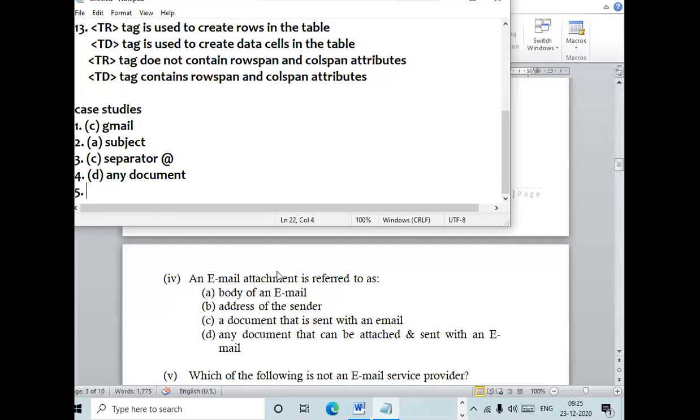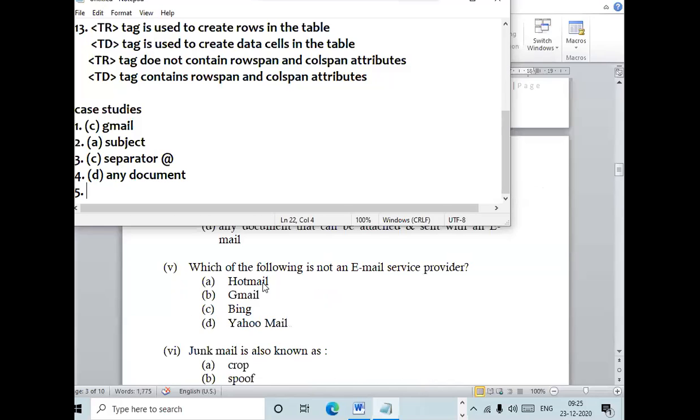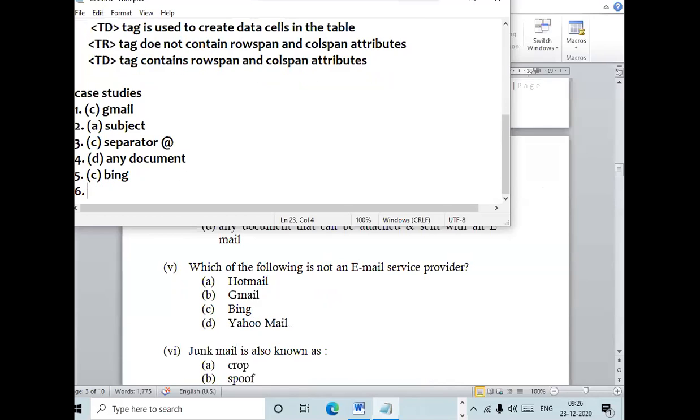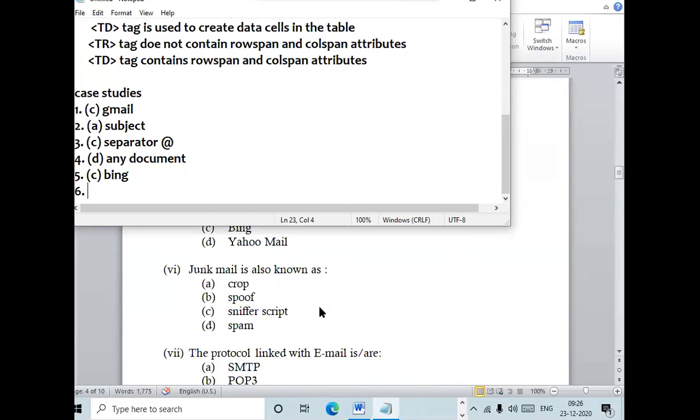Which of the following is not an email service provider? Hotmail is a service provider of email. Gmail is also a service provider. Bing, beta, Bing is a search engine. So correct answer is C, Bing. Then sixth MCQ. Junk mail is also known as crop, spoof, sniffer script, spam. The correct answer is spam.